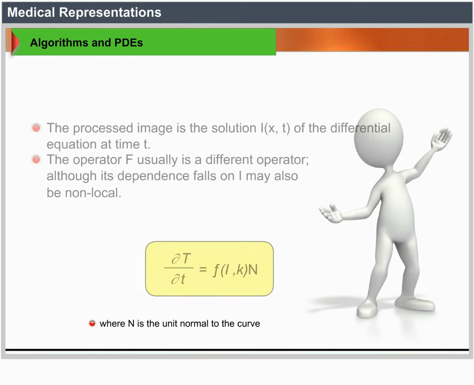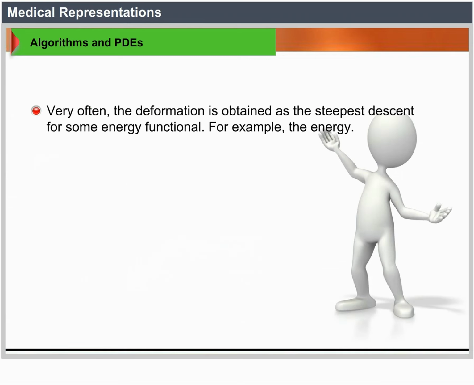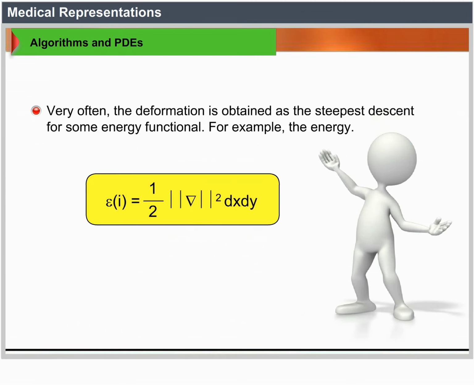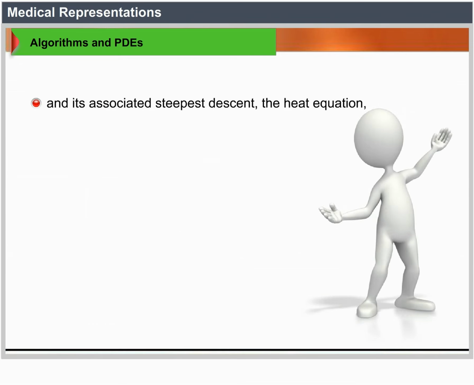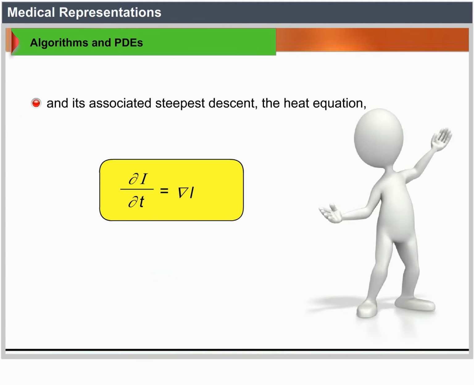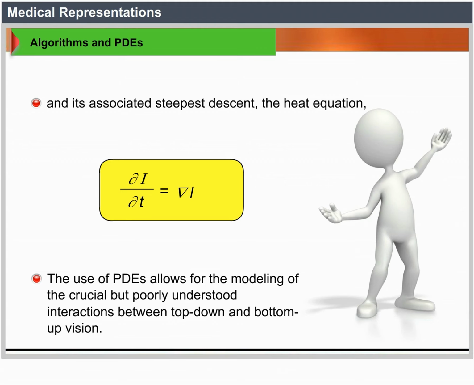Very often, the deformation is obtained as a steepest descent for some energy functional. For example, the energy and its associated steepest descent, the heat equation. The use of PDEs allows for the modeling of the crucial but poorly understood interactions between top-down and bottom-up vision.